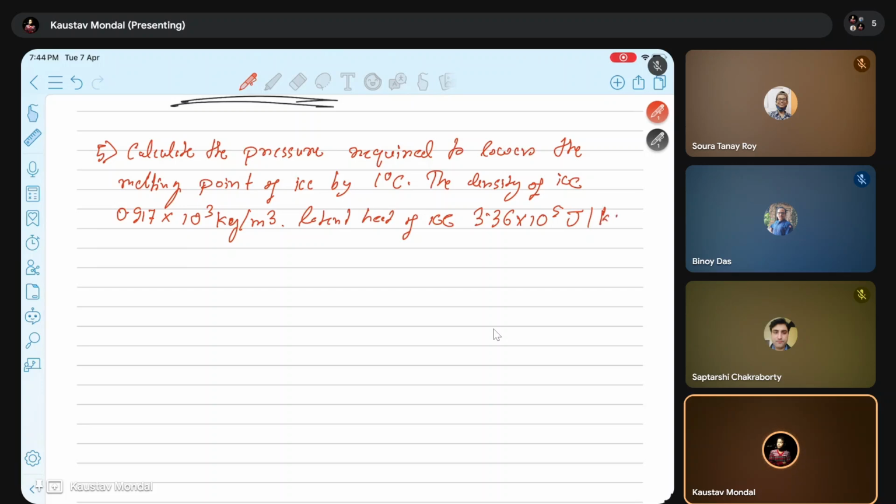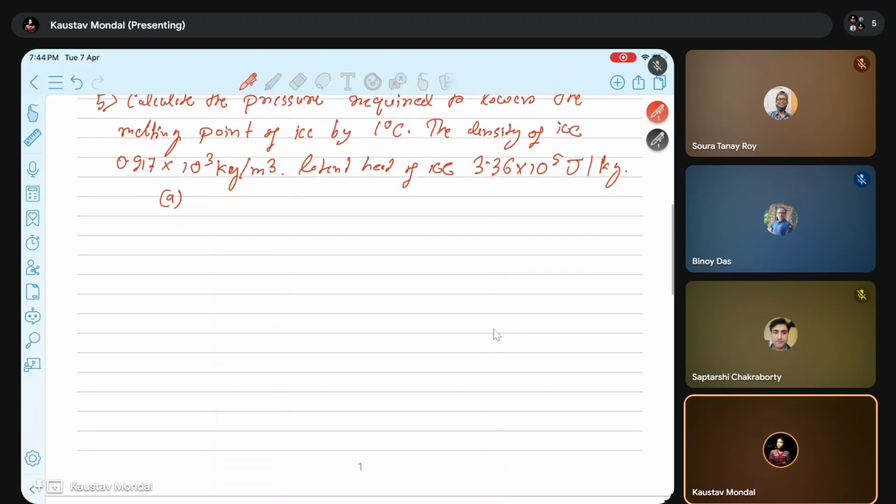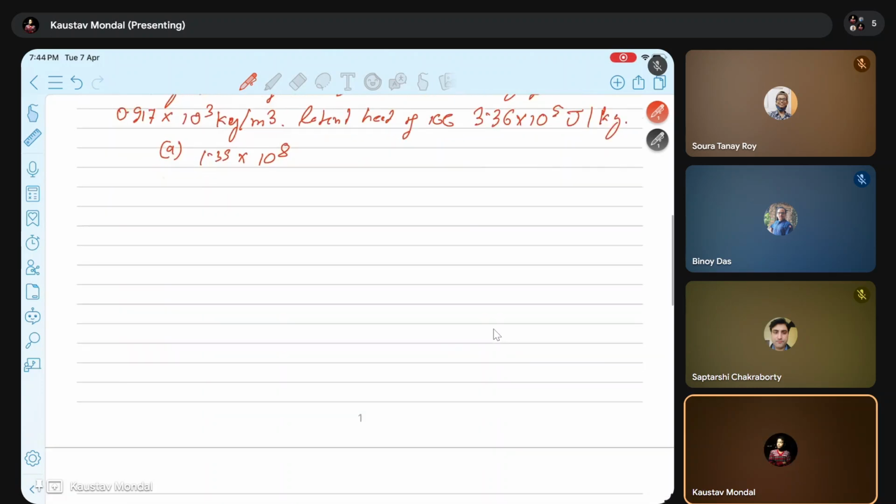The options, all in Pascal, are: option A, 1.35 into 10 to the power 8; option B, 2.49 into 10 to the power 7; option C, 1.36 into 10 to the power 7; and option D, 1.76 into 10 to the power 8.